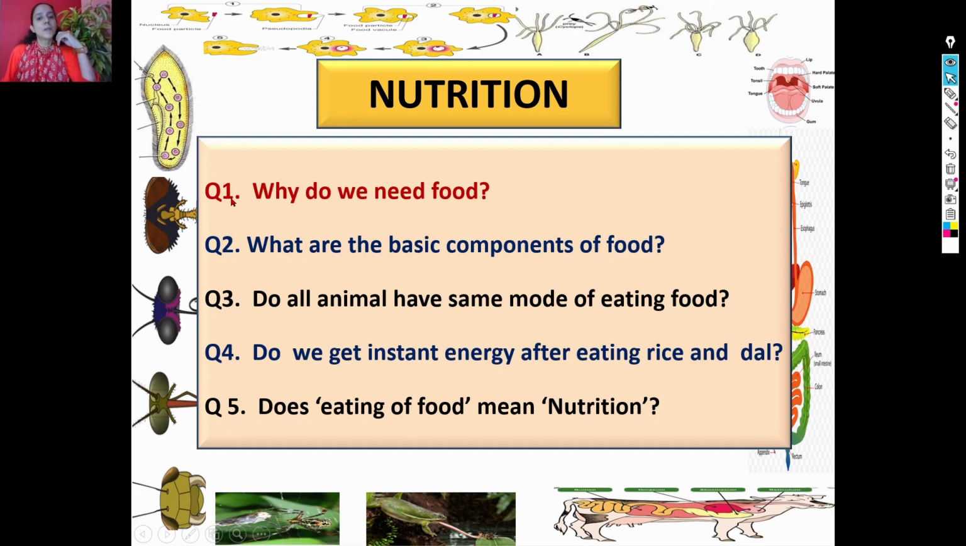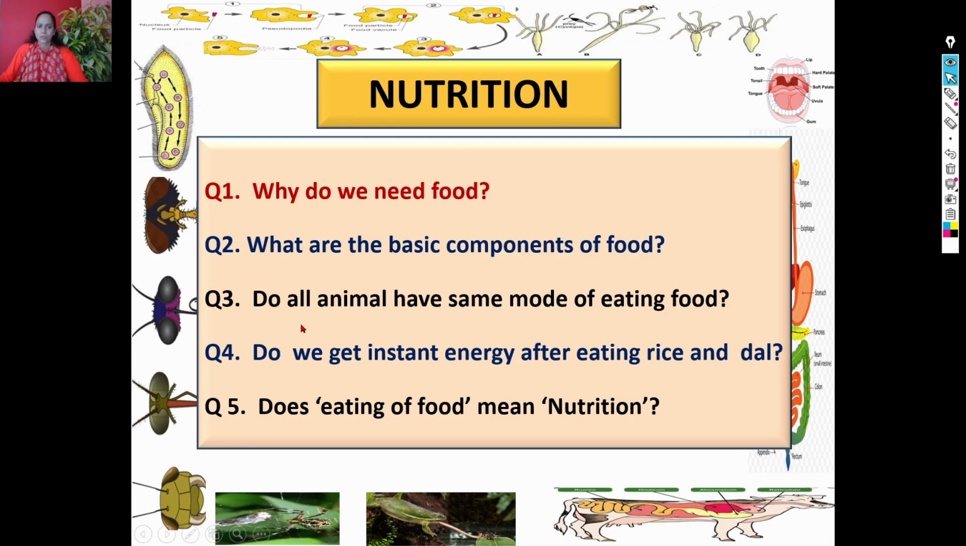Nutrition. First question is, why do we need food? Yes, viewers, you're right. We need food to get energy. That energy is utilized for performing daily activities. That energy is utilized for growth and development. That energy is also required for different kind of repair work which is required within the body. Second question is, what are the basic components of food? And you are well aware about the basic components of food, that carbohydrates, fats, proteins, vitamins and minerals. They are the basic components of food.